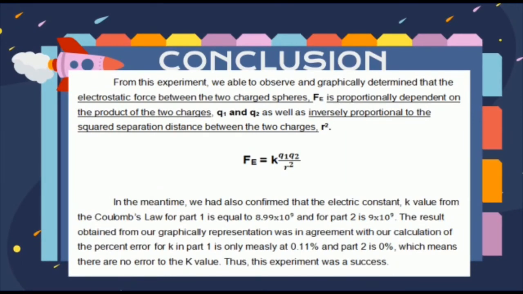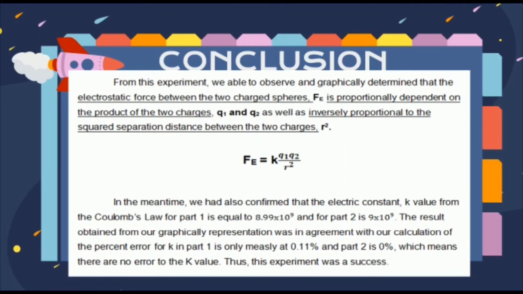Finally, we have the conclusion. From this experiment, we are able to observe and graphically determine that the electrostatic force Fe between the two charged spheres is directly proportional to the product of the two charges Q1 and Q2, as well as inversely proportional to the squared separation distance R squared between the two charges. Here we have Coulomb's law.